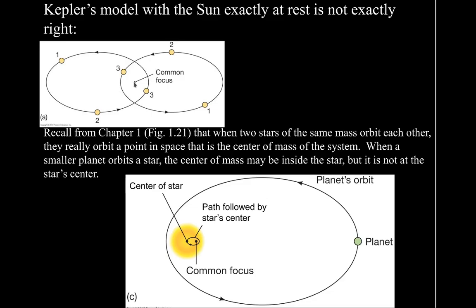Remember, when things orbit each other, they don't orbit each other directly. They orbit the common center of mass. For instance, if it's 2 binary stars, the common center of mass is not in either one of the stars. They orbit around each other. Now, if a planet orbits a star, the center of mass of the system may still be inside the star, but it's not at the center of the star. So the star will orbit around this common center of mass.